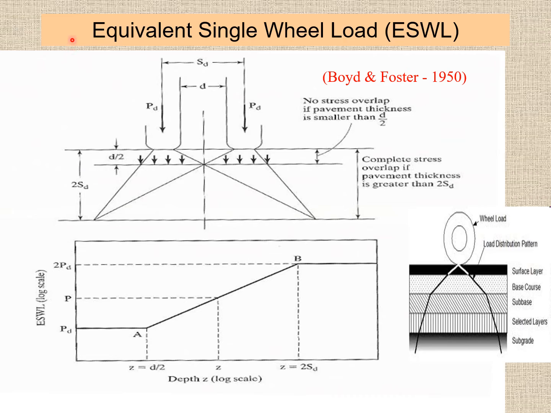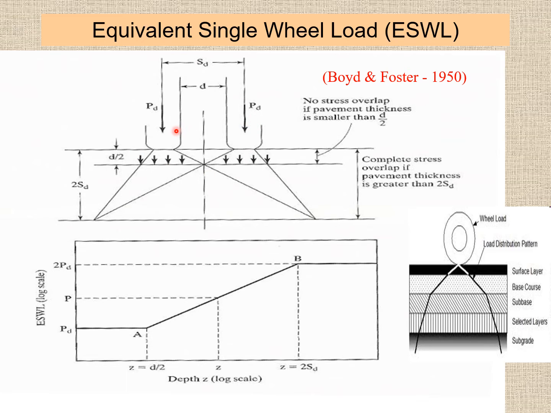Okay, now we are going to discuss the concept of equivalent single wheel load, ESWL. Actually, this concept was first presented by Boyd and Foster in 1950. And to understand that, I can explain the concept of Boyd and Foster through this particular diagram. Well, just consider one axle. On one side of axle, we are having the two wheels, this one. And on the other side of the axle, somewhere here, we are having the other two wheels. So we are just focusing on these two wheels.